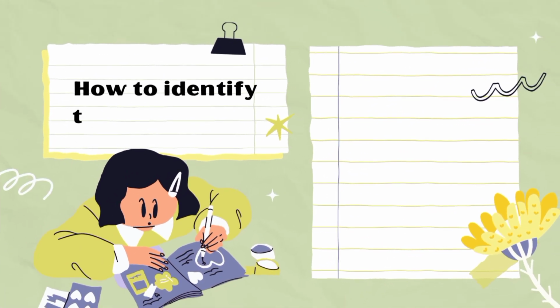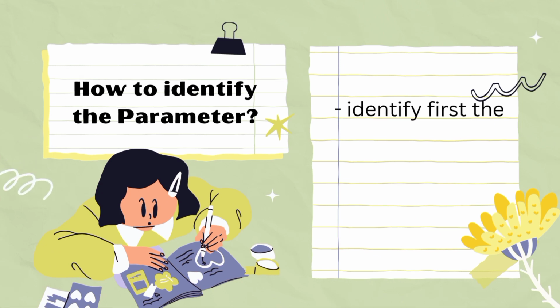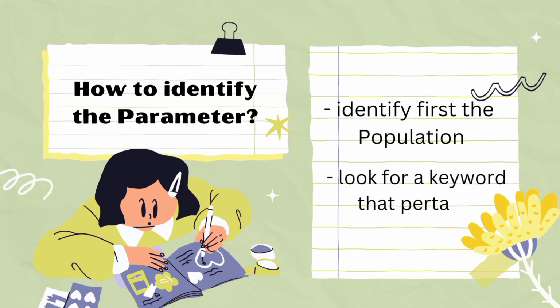In order for us to identify the parameter, let's identify first its population. Then look for a keyword that can describe or pertain to the characteristics of a population. Then you can identify its parameter.